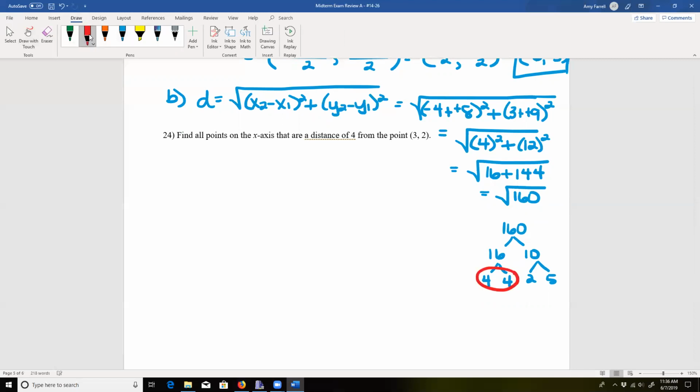I see a pair of 4s. So I could put a 4 in front. And then the 2 and the 5 are not 2 of a kind. And so those are going to stay underneath the square root. So my best answer would be 4 square root 10 then for the distance.